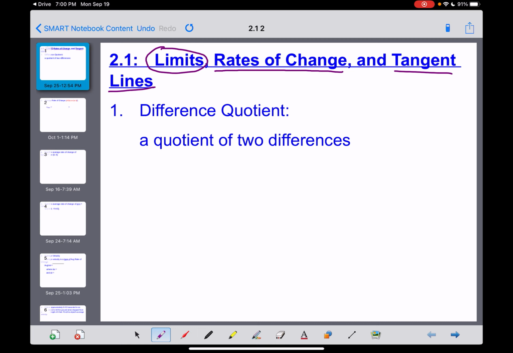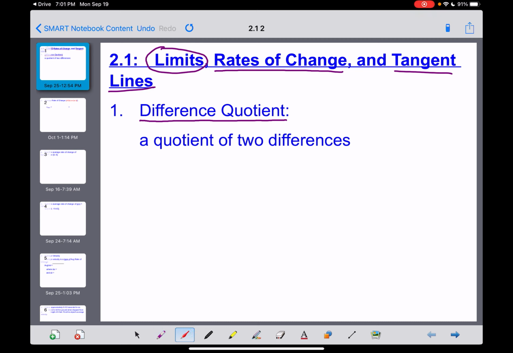First, we want to start off with a definition right here that really isn't super important that you have memorized, but a difference quotient. If you break down the words, difference means that we're going to be talking about subtraction, and quotient means that we're talking about division. So a difference quotient is simply a quotient of two differences.